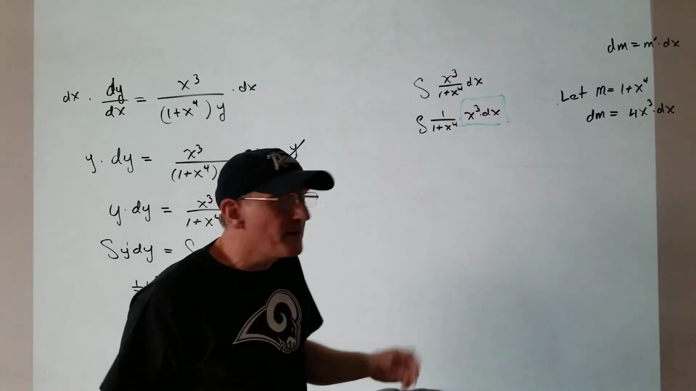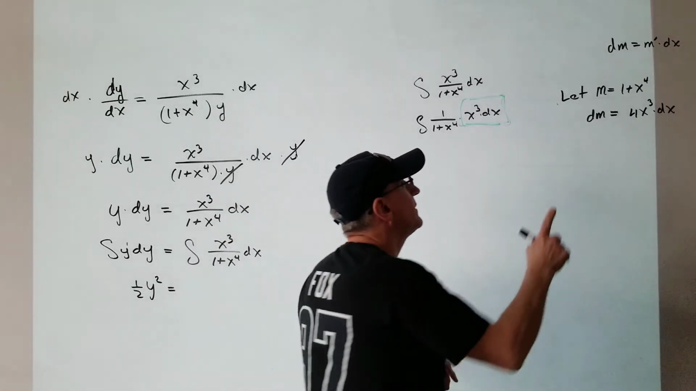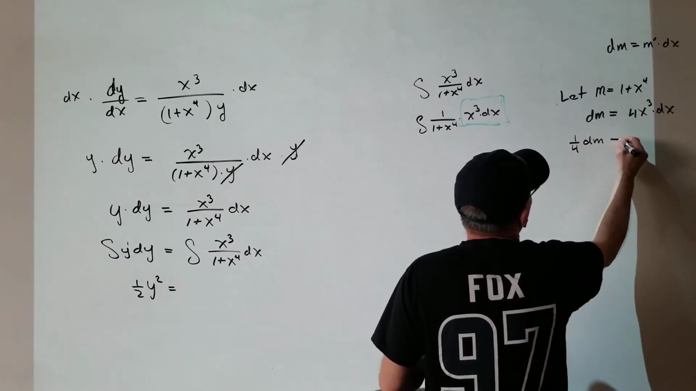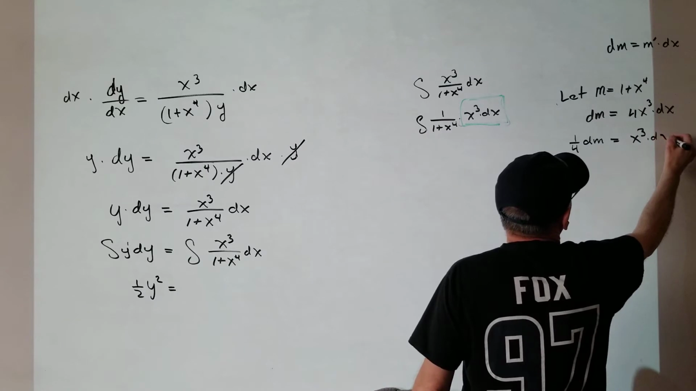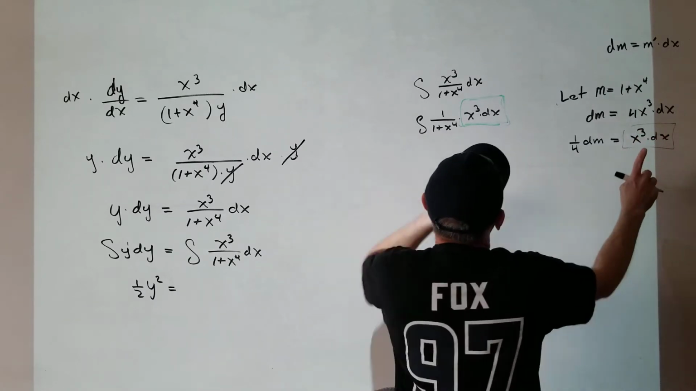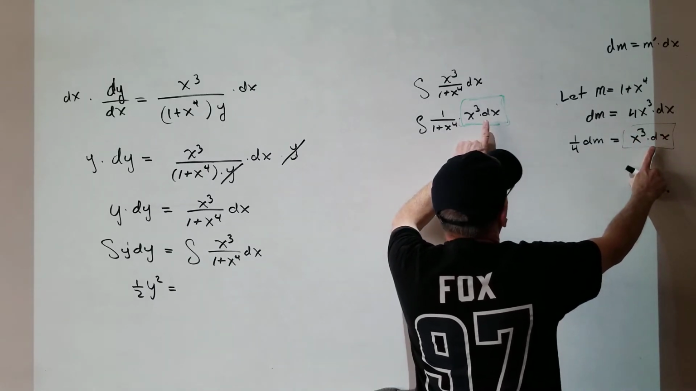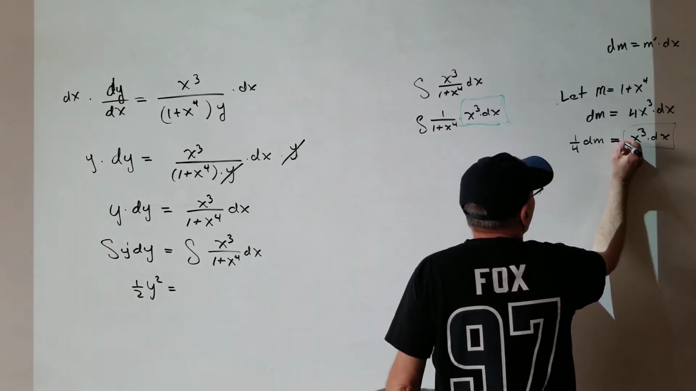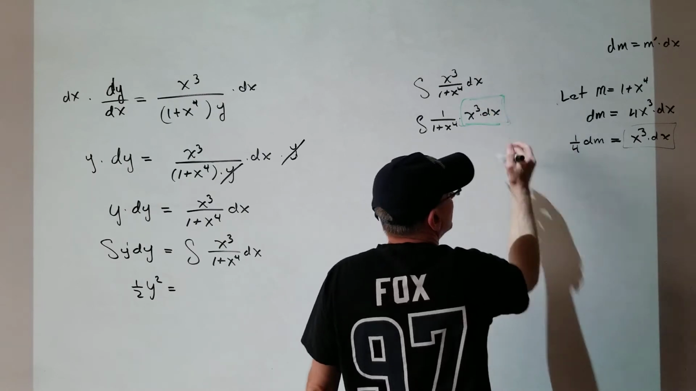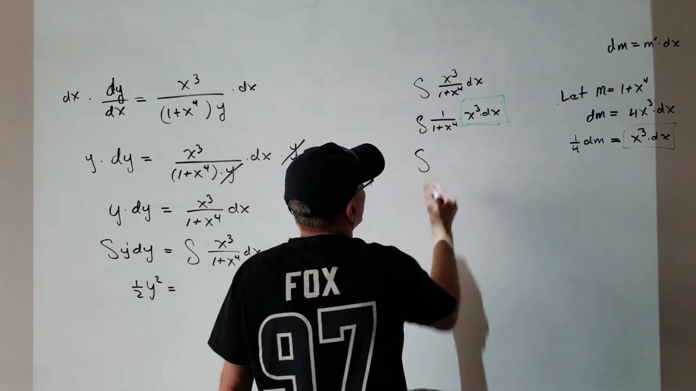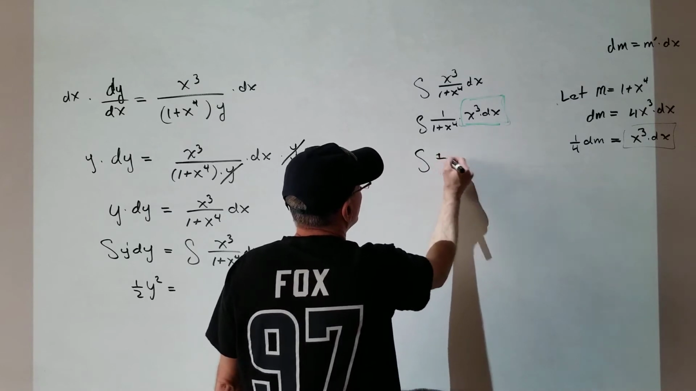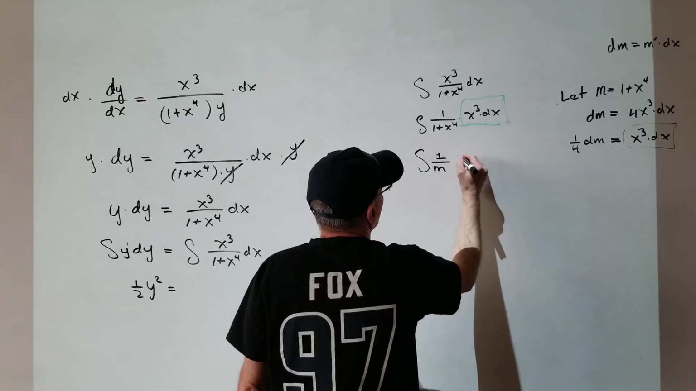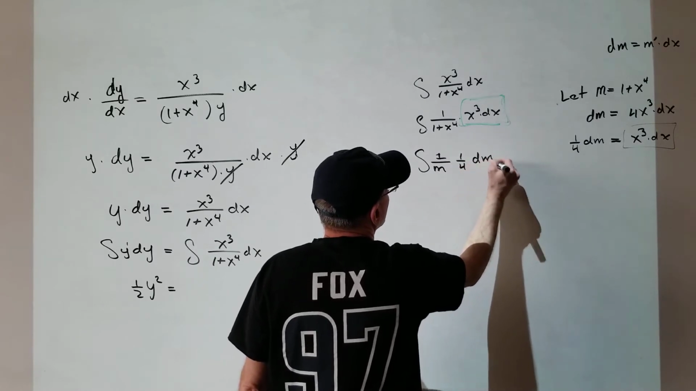What we're going to do is almost that easy. We're just going to divide both sides of this differential by 4, to obtain 1/4 dm is x cubed dx. Now, these are equivalent. Exactly the same. And this equal sign gives us authority to replace this box with 1/4 dm. So in the next line, you have 1 over m, and you replace this box with 1/4 dm.